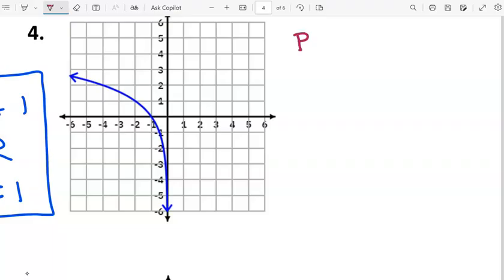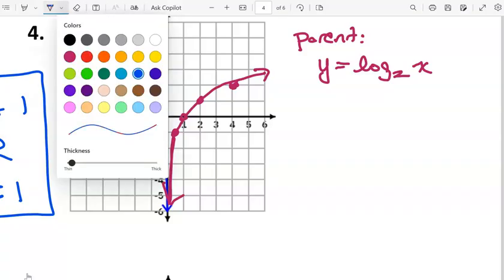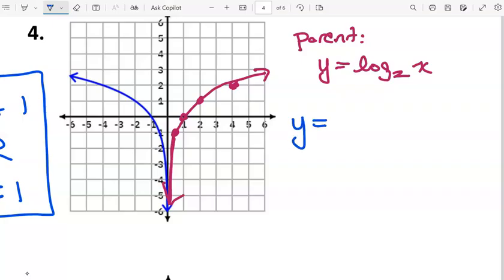Number 4 has a parent function that is logarithmic, so y is equal to the log base 2 of x, and y equals the log base 2 of x looks like this. And we can see that the transformed graph is a horizontal reflection, or a reflection over the y-axis of the parent function. So y is equal to the log base 2 of the opposite of x is the equation. Replacing x with the opposite of x gives us a reflection across the y-axis.